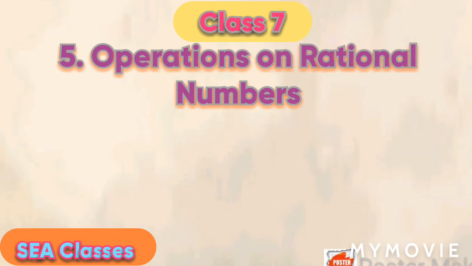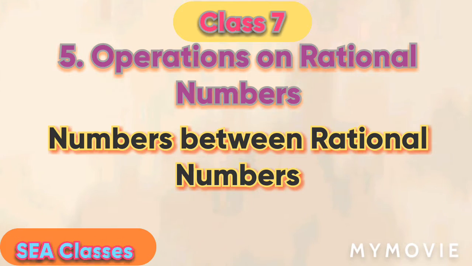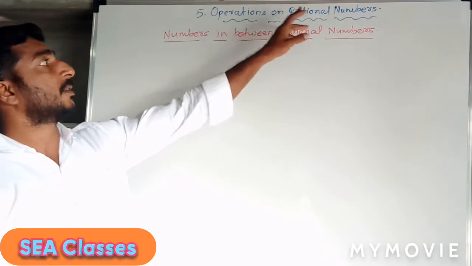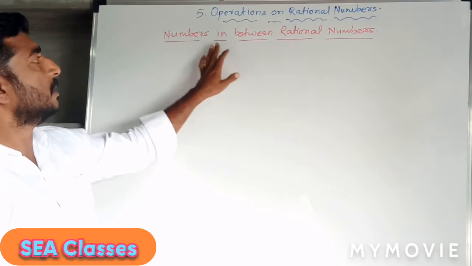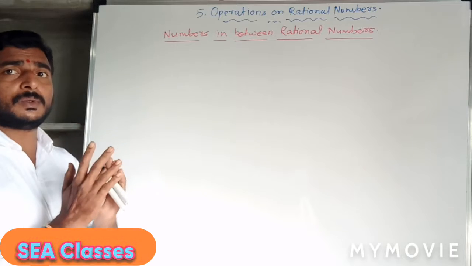Hello everyone. Today in the fifth chapter, Operations on Rational Numbers, we will study numbers in between rational numbers, meaning writing the numbers between the given two rational numbers.